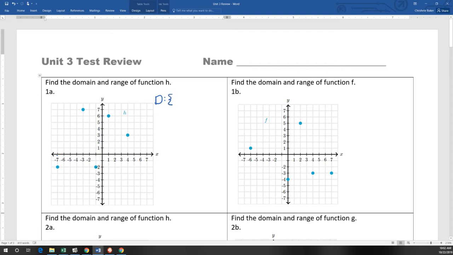So we start with our lowest, -7, then -3, and -1. Then we have a point at 1 and also a point at 4. So those are our x values. Then for our range, we're going to write out our y values. We have 2 dots here at -2. We only need to write that once. Then we have 3, 6, and 7.